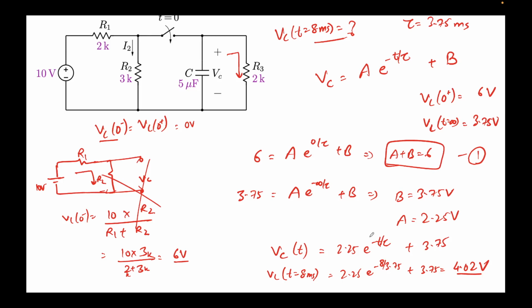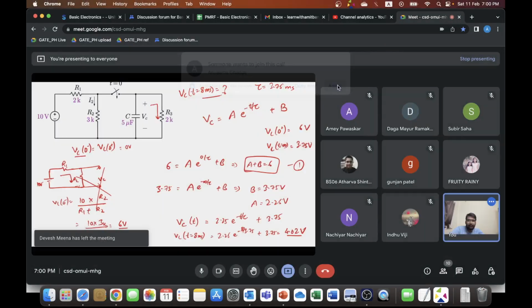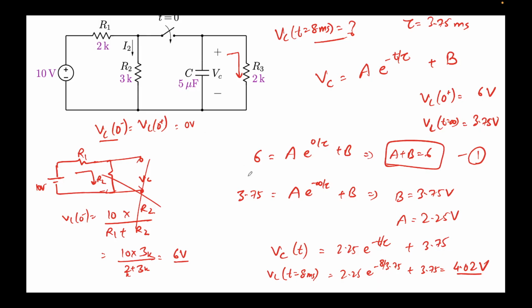So that will be negative, so 1 minus this times 3.75. Yeah, correct.